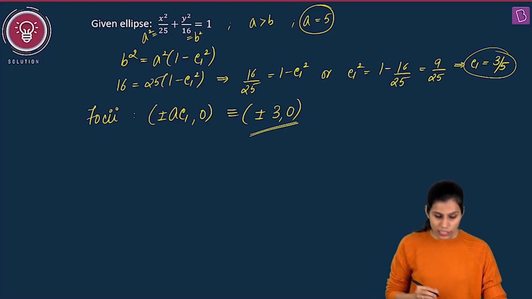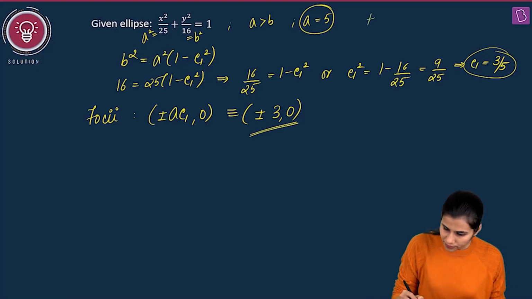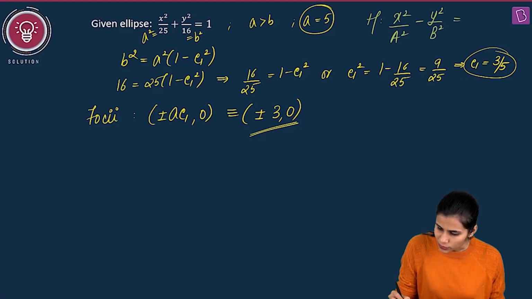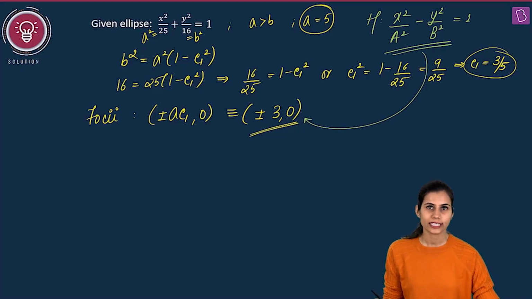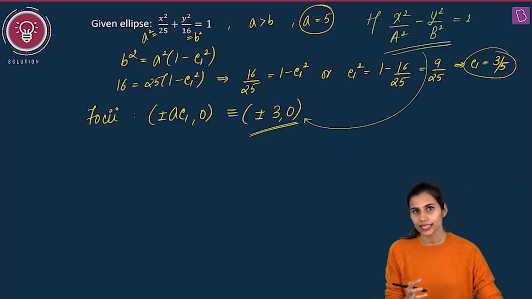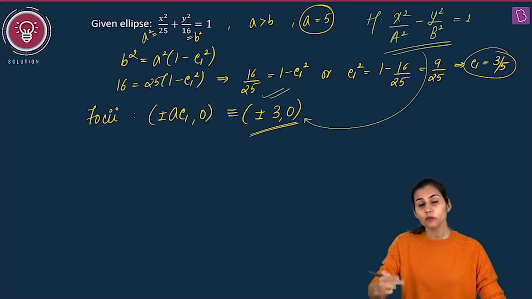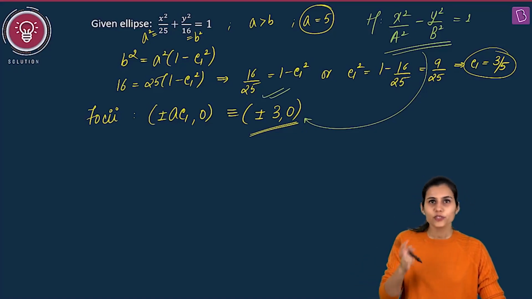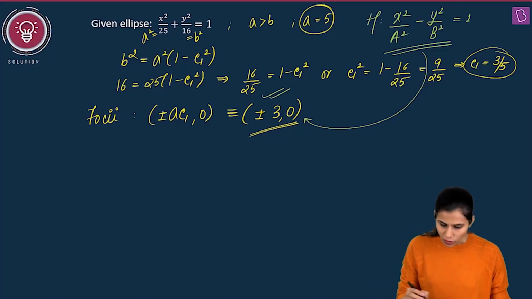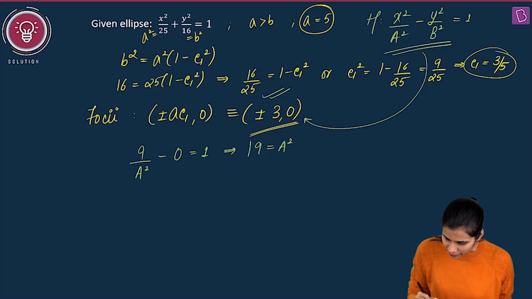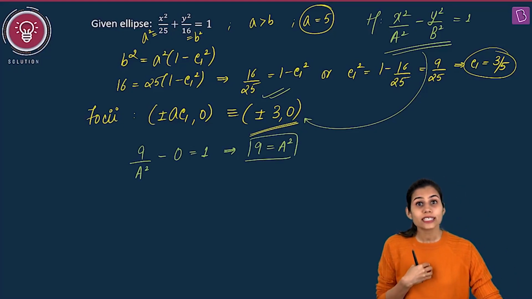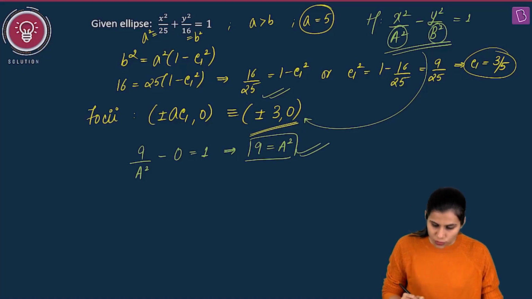Now my hyperbola, which I had taken as x square by a square minus y square by b square equals 1, is passing through these coordinates. It's passing through the foci. That means the coordinates of the foci will satisfy the equation of my hyperbola. So in place of x you plug in 3, in place of y you plug in 0. What you will get is 9 by a square minus 0 equals 1, which implies 9 equals a square. What are we chasing? We are chasing a square and b square. A square is known to us.